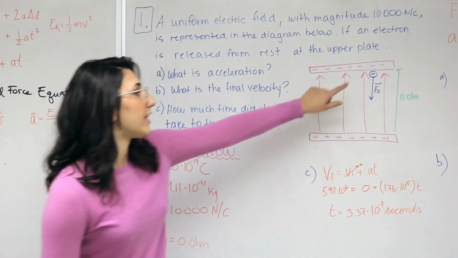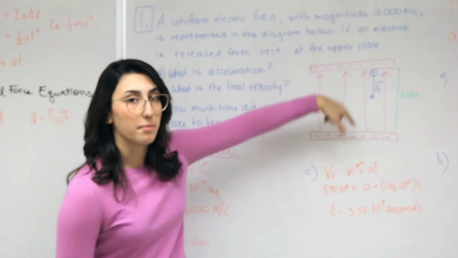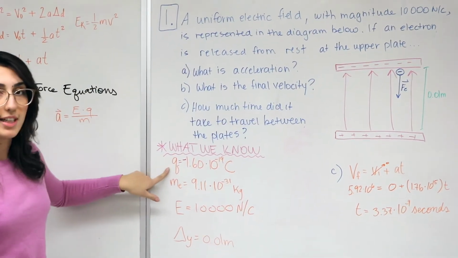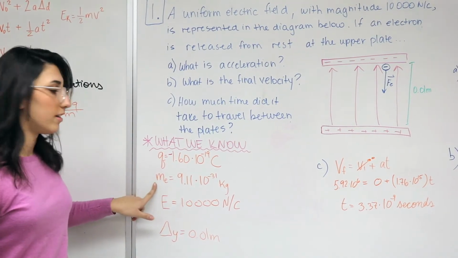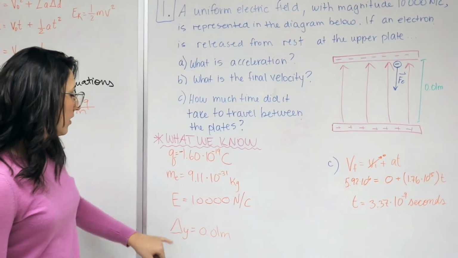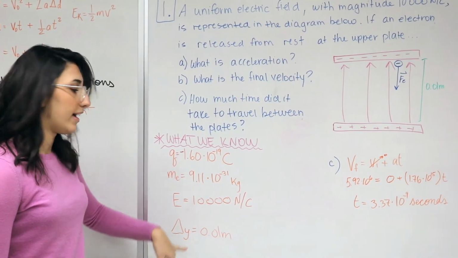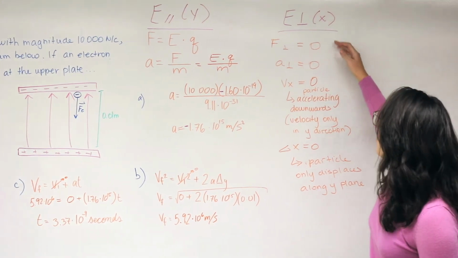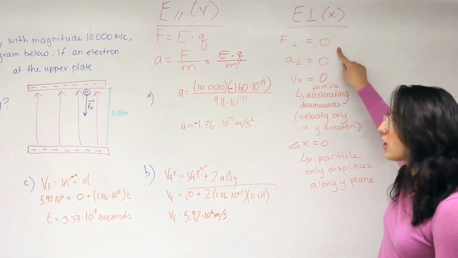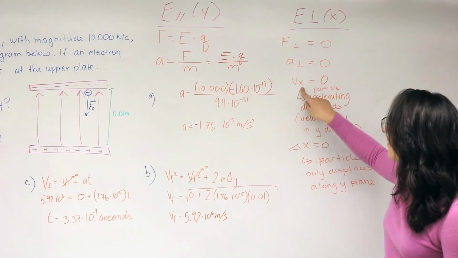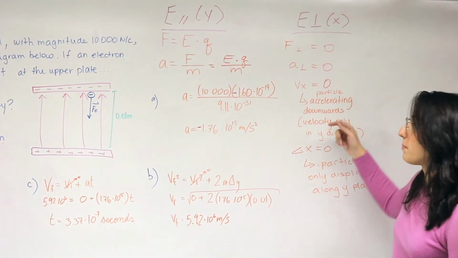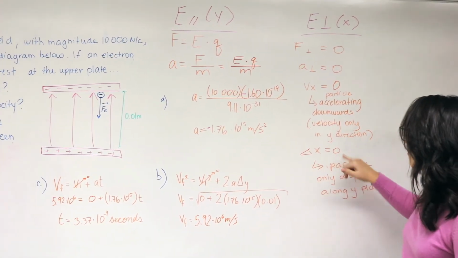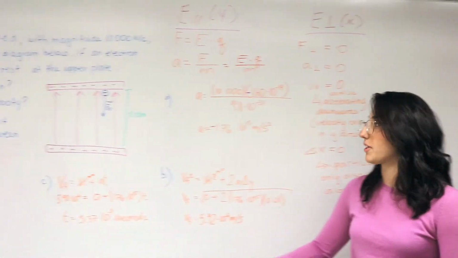This diagram shows the electron moving downwards from the negative plate to the positive plate, and the electric field is going upwards. What we know is the charge of the electron, the mass of the electron, the electric field magnitude, and the delta y distance. The values we have in the x direction are all zeros. The force perpendicular to it is 0, acceleration is 0, and the velocity in the x direction is 0, which means that the particle would be moving downwards, accelerating downwards. The delta x is 0 because it's only moving in the delta y direction.